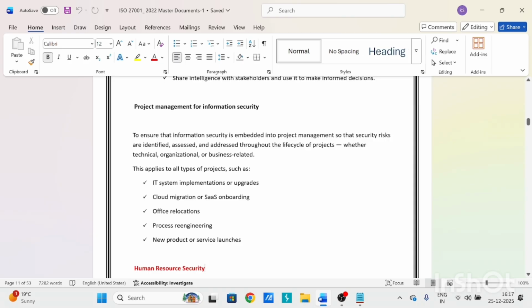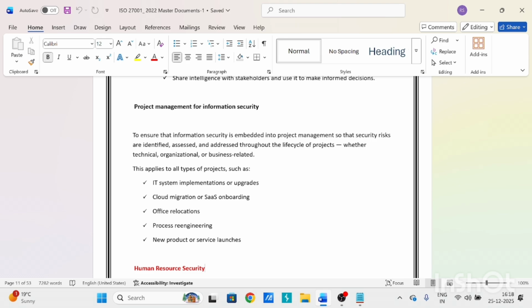What is project management for information security? It means you need to have a strategic plan. You need to ensure that for your IT systems implementation or upgrades, information security is embedded into project management, so that security risks are identified, assessed, and addressed throughout the life cycle of the projects, whether technical, organizational, or business related. This applies to all types of projects such as IT systems implementation or upgrades, cloud migration or SaaS onboarding, office relocations and process re-engineering, new product and service launches.